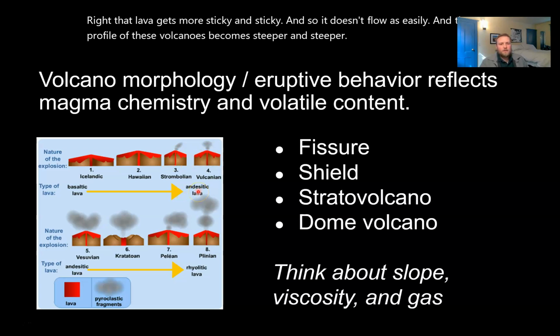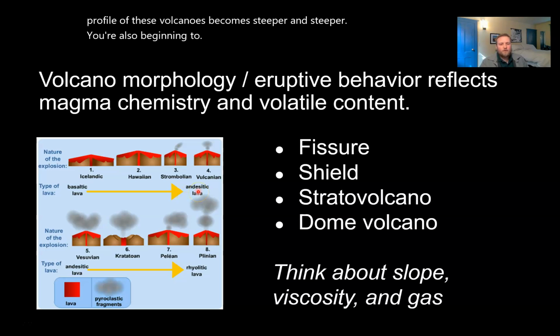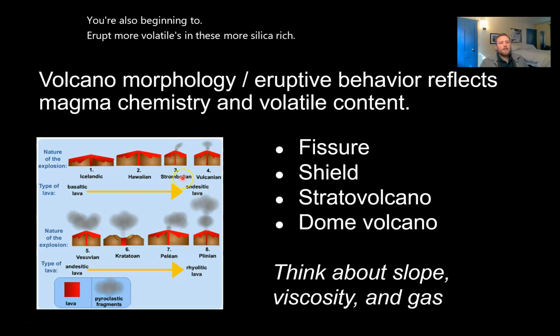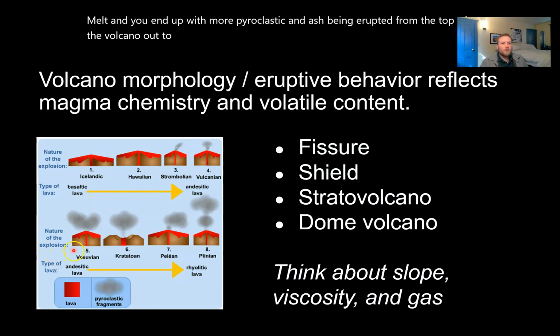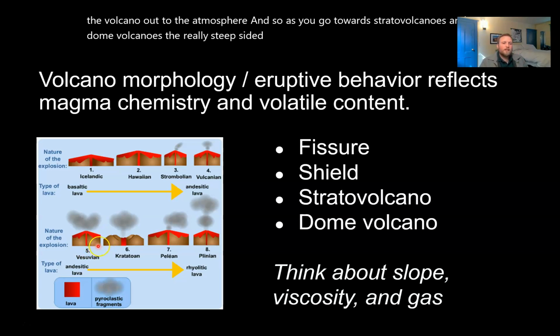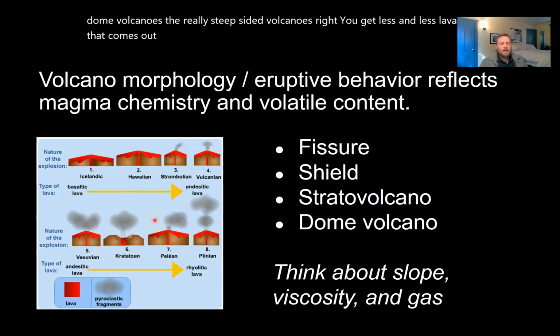You're also beginning to erupt more volatiles in these more silica-rich melts, and you end up with more pyroclastics and ash being erupted from the top of the volcano out into the atmosphere. And so as you go towards stratovolcanoes and dome volcanoes, the really steep-sided volcanoes, right, you get less and less lava that comes out and more gas and pyroclastics erupted out of the top.